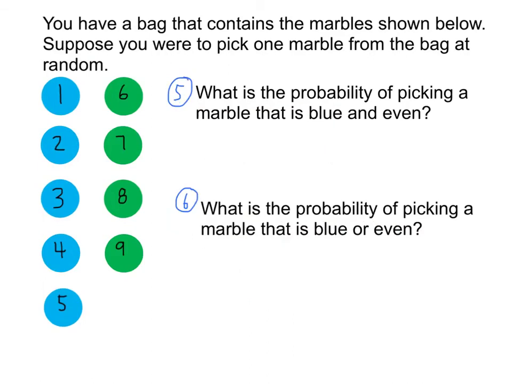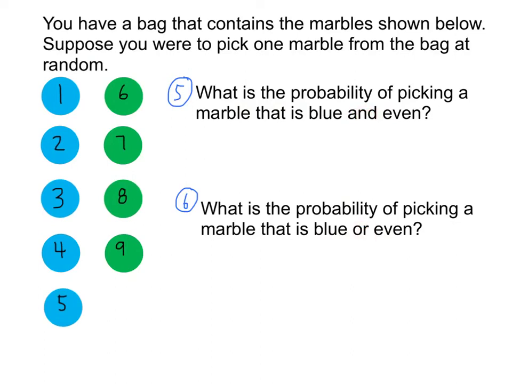All right, 2 more. And I'd like you to pause and read these and think this through on your own. So go ahead and pause and do this, please. All right, let's check in. This one is talking about the probability of getting a marble that's blue and even. This one's the probability of getting a marble that's blue or even. You've got to really think about what these mean, the difference between and or here.